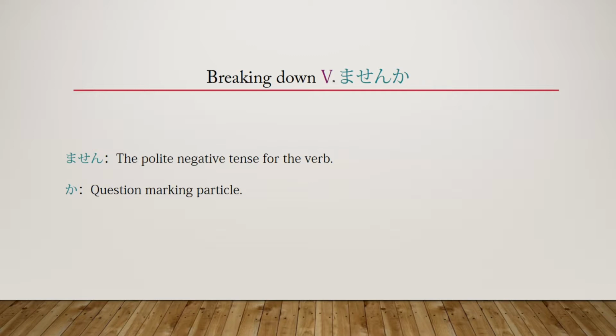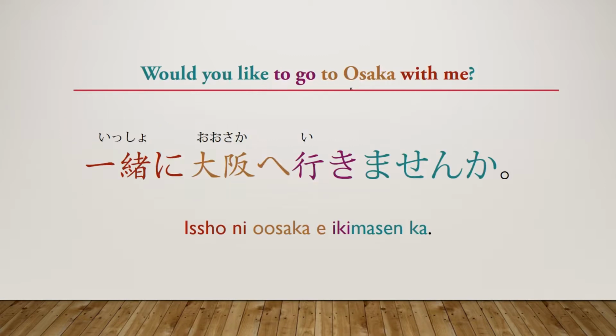So when you're thinking about this, don't think about this as one structure. Even though it has a meaning as a structure in itself, it is just made up of stuff that we've already learned. It's made up of the polite negative tense plus the question marking particle. And then that verb is going to be something that we are inviting someone to do, like to go somewhere, to see something, something like that. Okay, let's go ahead and go through a couple of example sentences for this.